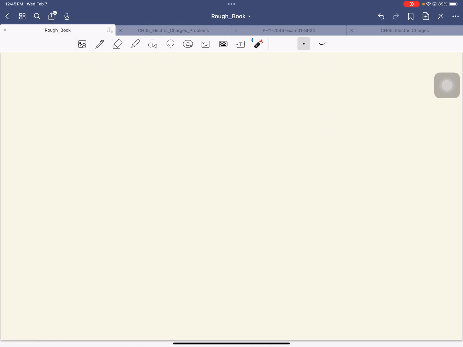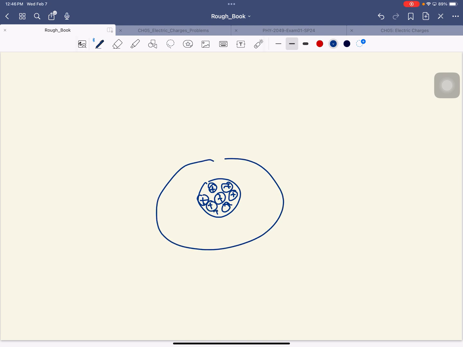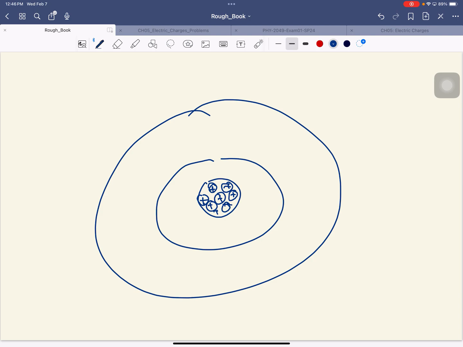And I'll draw the easiest one, fluorine. Okay, so here's fluorine. So here's the nucleus of fluorine. It has 9 protons and neutrons. Okay, but I won't draw all of them. Okay, so I'll draw the electrons. 2 electrons in the innermost shell.